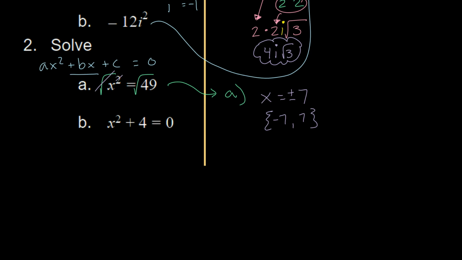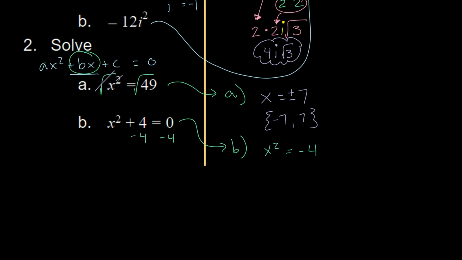Now what about B? What's the easiest way to solve this? Same thing, but what's different on B? It doesn't have a b. Does it have a plain x? No, that's what I mean by it doesn't have a b value. So what do I have to do first? Subtract the 4. Yes, you need to get the x squared by itself on one side. So I'm going to subtract 4 over. So x squared is equal to negative 4.